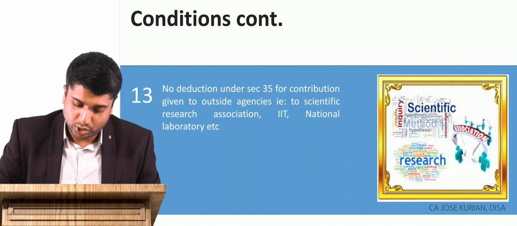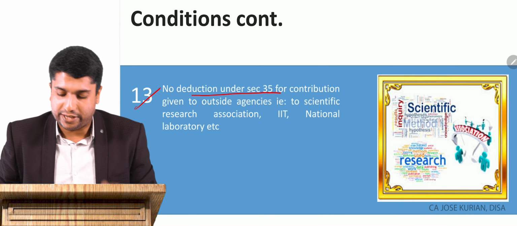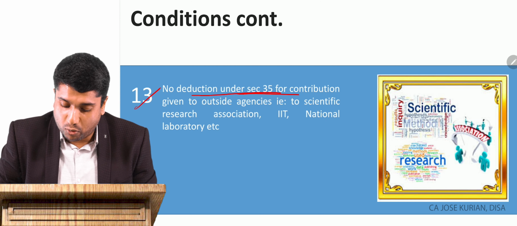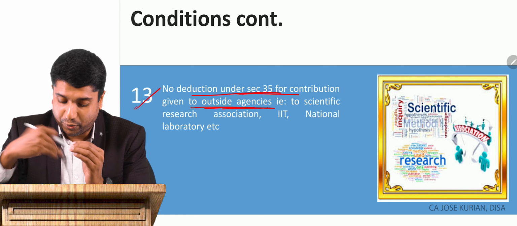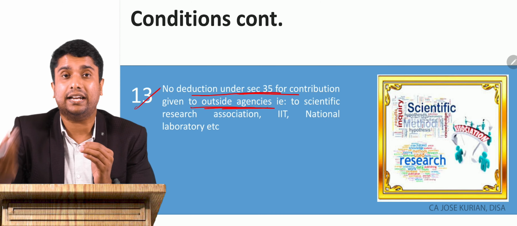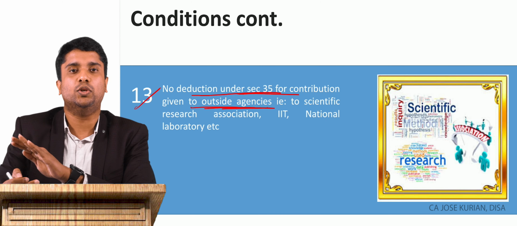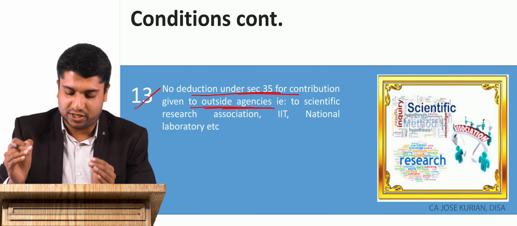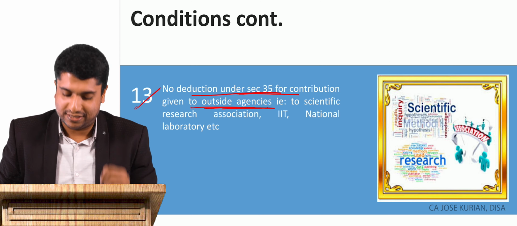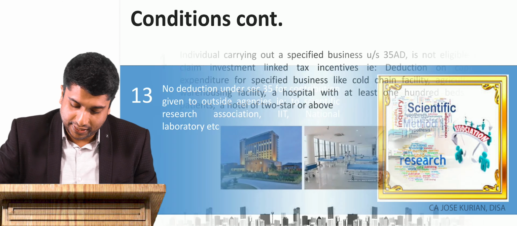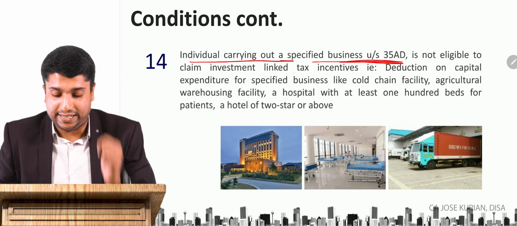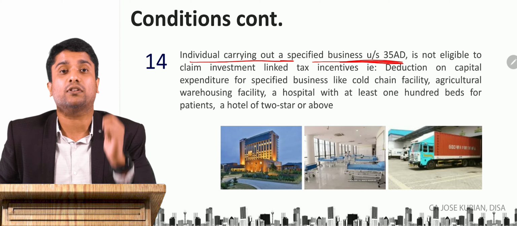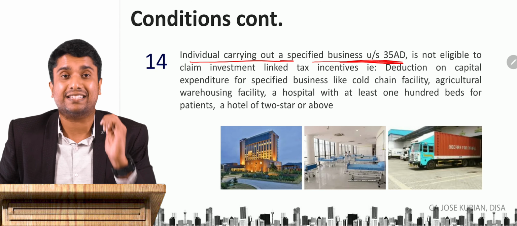Condition number 13, no deduction under section 35 for contribution given to outside agencies. Those deductions under section 35, if you are contributing to Scientific Research Association, IIT, national laboratories, etc., you are not supposed to take those deductions for claiming new slab rates. Condition number 14, if you are an individual carrying out specified business 35 AD, then you are not eligible to claim benefit under section 35 AD.